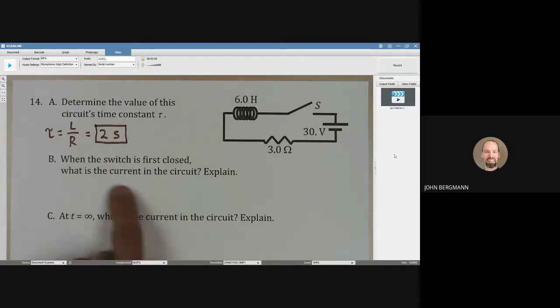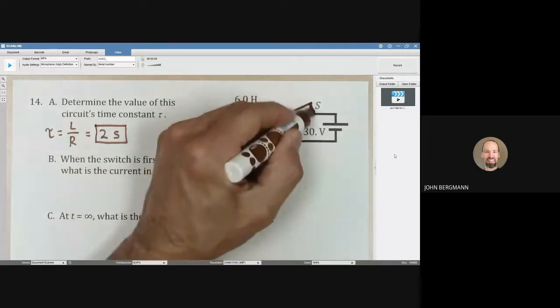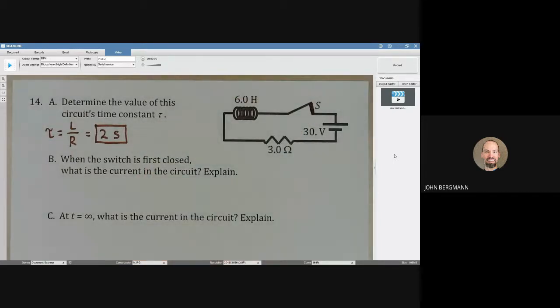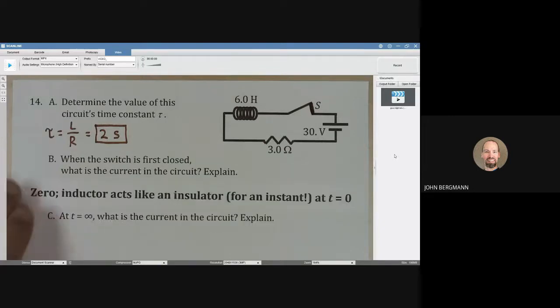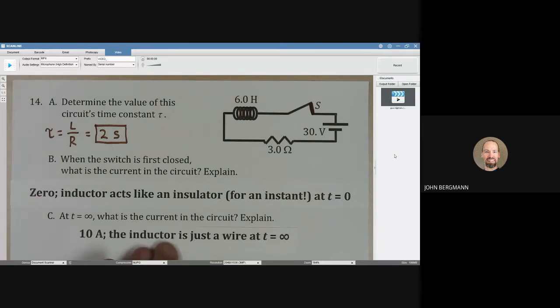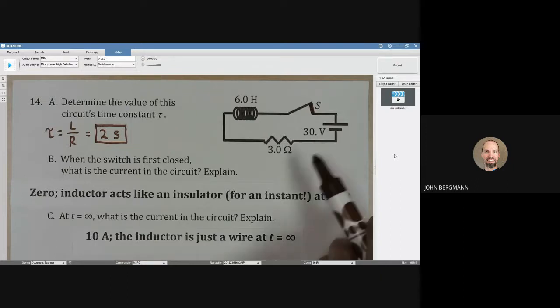When the switch is first closed, what's the current in the circuit? When we close this switch here, how much current will there be in this circuit? And the answer is 0, because an inductor acts like an insulator for an instant at time equals 0. How about at time equals infinity? What's the current? Well, then the current is just going to be 10 amps, 30 volts divided by 3 ohms, because at time infinity, the inductor just acts like an ordinary wire.